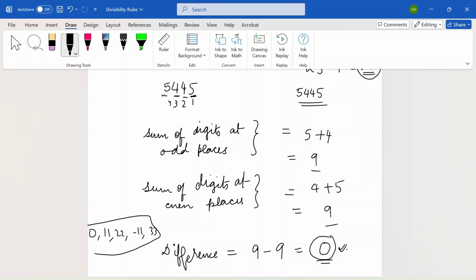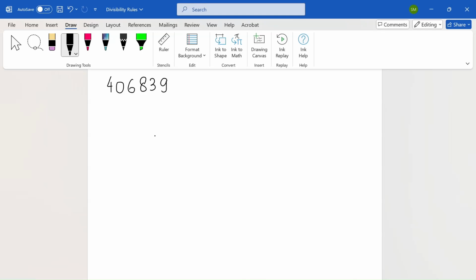If the difference comes out to be 0 or any number which is divisible by 11, like 11, 22, 33, 44, minus 11, minus 22, minus 33, minus 55, minus 77, 88, 99, anything which is divisible by 11 or 0, then the entire number is divisible by 11. Alright, so let's take one more example of divisibility rule of 11.